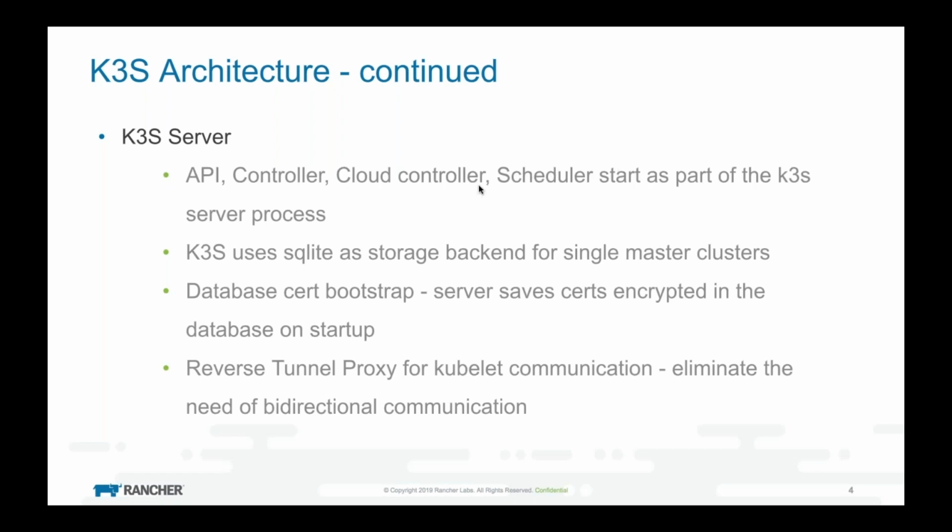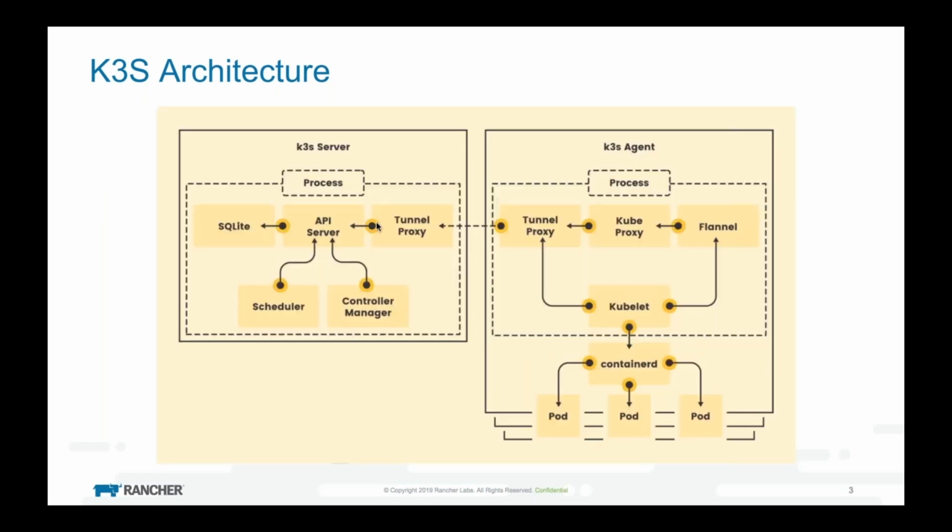We have also SQLite as a storage backend by default. We have some bootstrap for the certificates. When you run Kubernetes in HA fashion, you need to have common certificates between the servers. So when the first server runs, it saves its certificates encrypted into the database. We also have the reverse tunnel proxy, which we saw here, the tunnel proxy between the agent and the server.